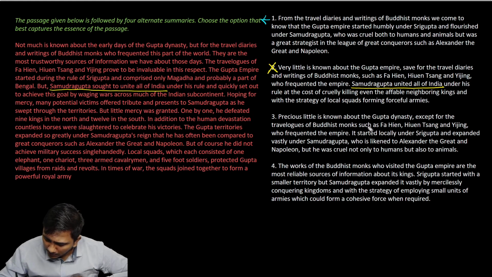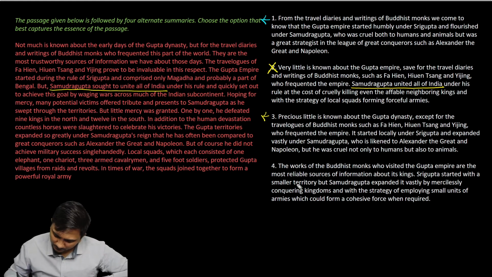Precious little is known about the Gupta dynasty except for the travelogues of Buddhist monks who frequented the empire. It started locally under Sri Gupta and expanded vastly under Samudragupta, who was likened to Alexander the Great and Napoleon, but he was cruel not only to humans but also to animals. Looks like it is okay. Let's look at the next one.